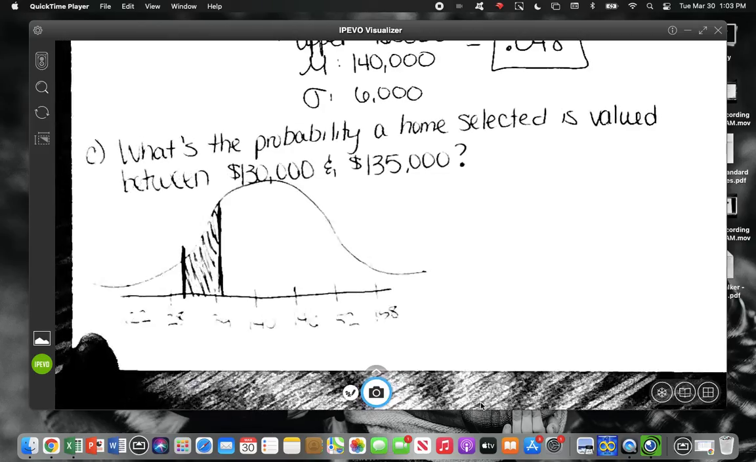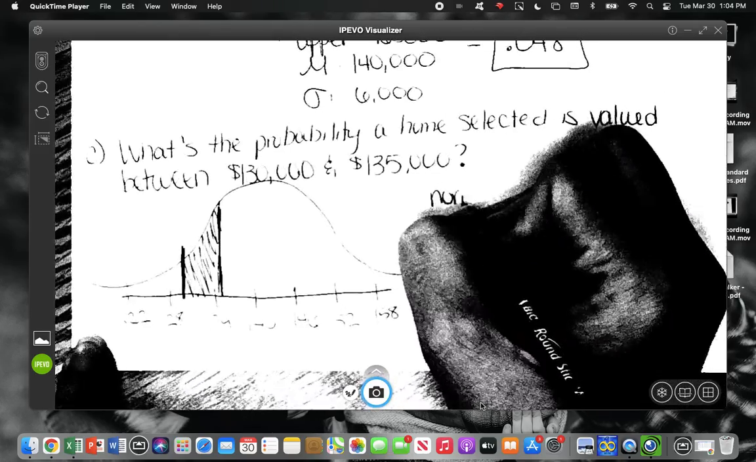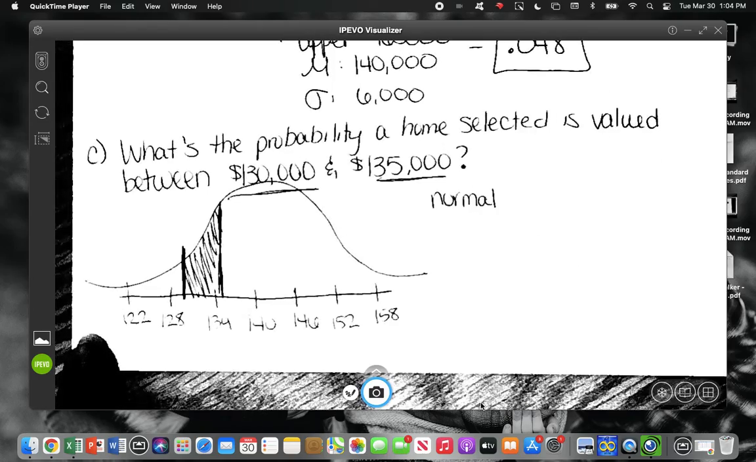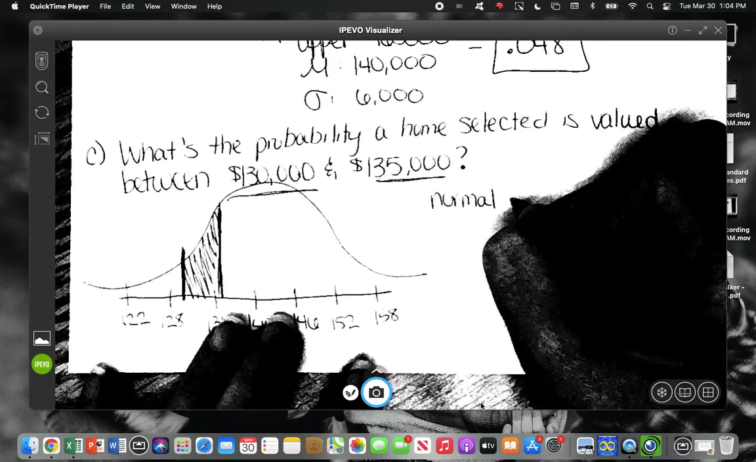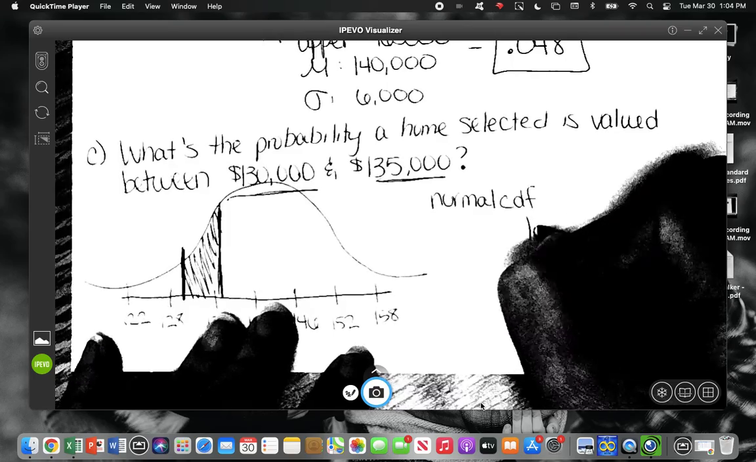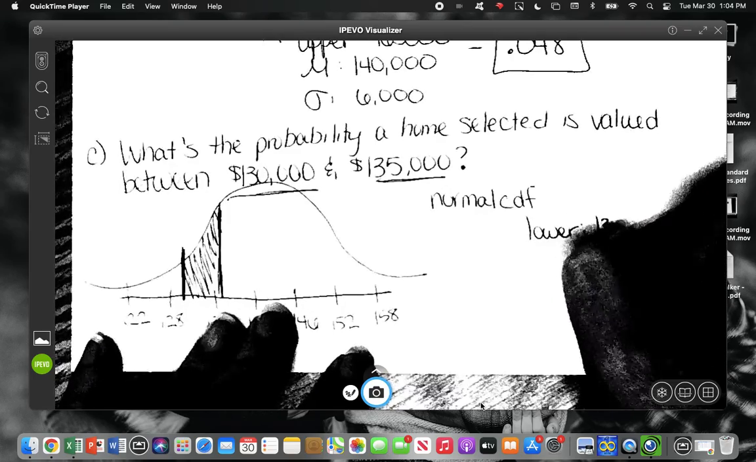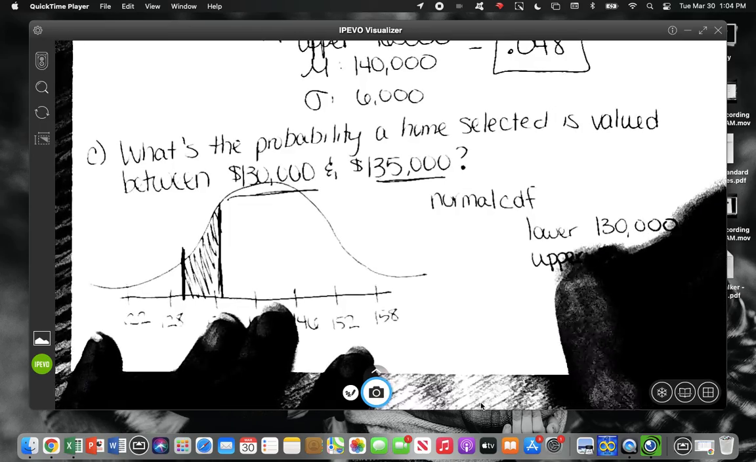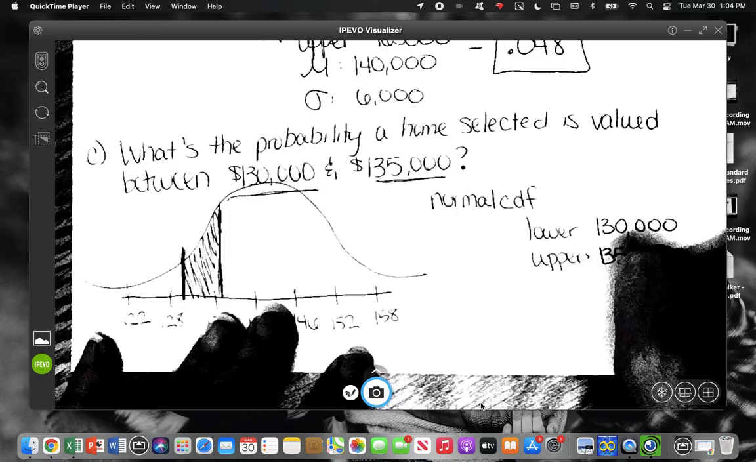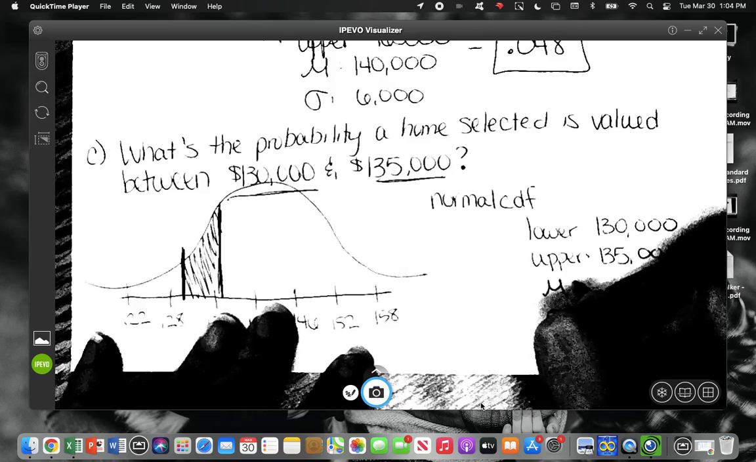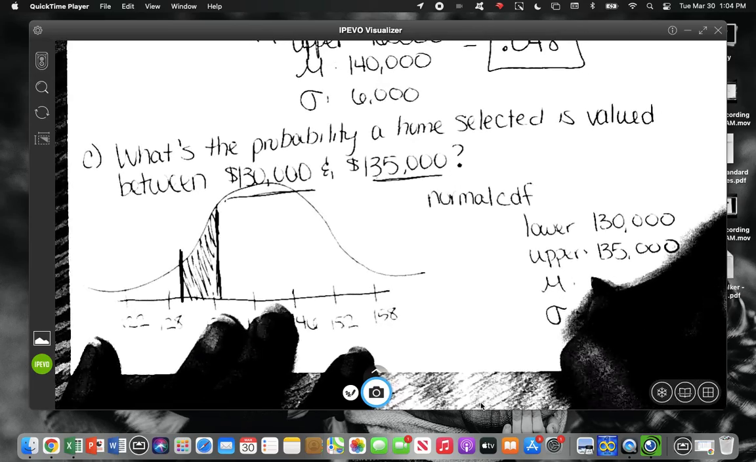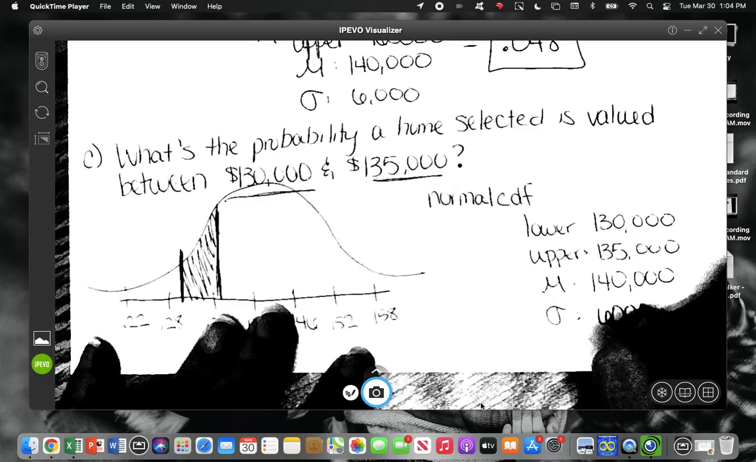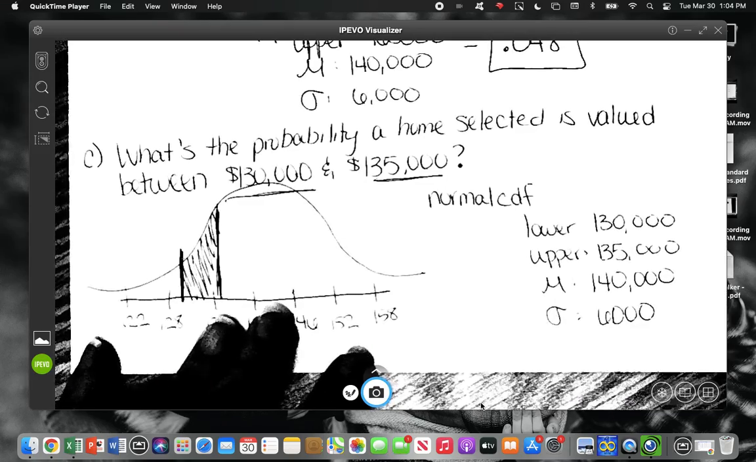Yeah. All right, so when you do your normal CDF, that's one thing that's nice about the ranges, it actually gives you your lower and your upper. So our lower is 130. Our upper is 135. And then our same mean and standard deviation, since it's still part of the same question. So we got 140,000 and 6,000. So we can type that in.